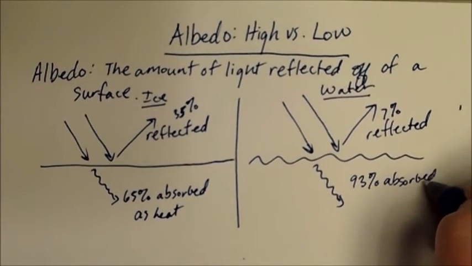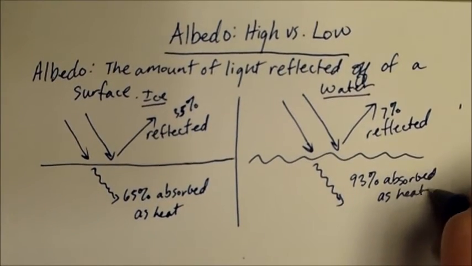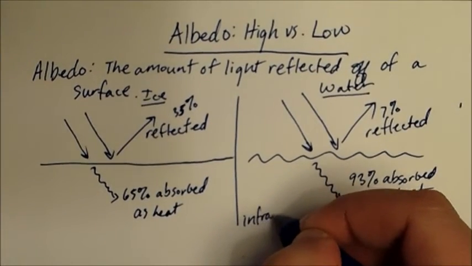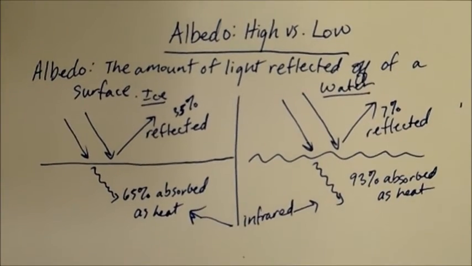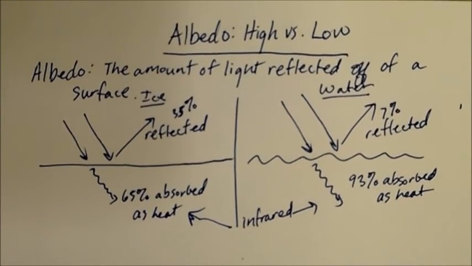On the other side, of course, now we have 93% absorbed as heat. This is also called infrared, and I'm going to just label that so that we remember that it's also called infrared light.